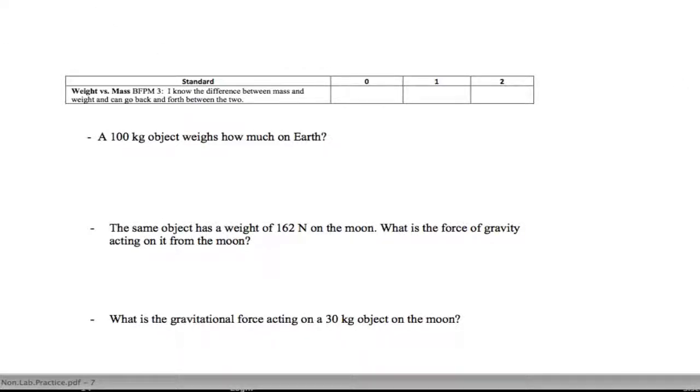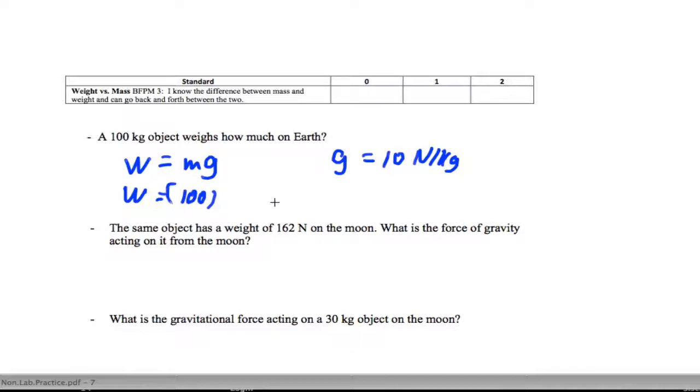Problem: we want to know how much a 100-kilogram object weighs on Earth. So we're going to need the weight formula. Weight is m times g, and g on Earth is about 10 newtons per kilogram. So when we throw that in, weight is 100 times 10, which ends up being 1,000 newtons of weight.